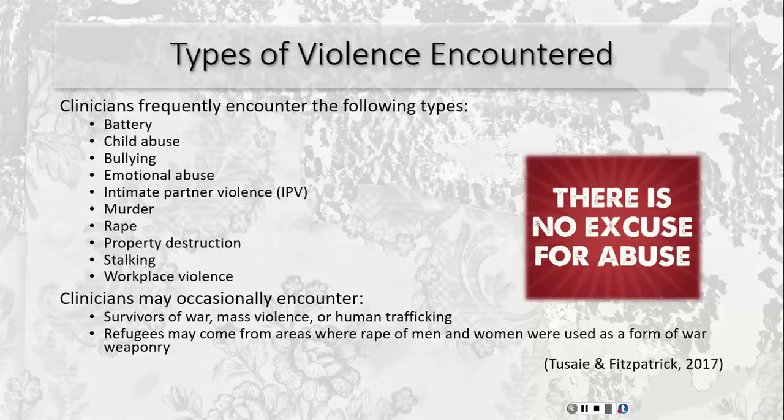So types of violence that we're likely going to encounter is a variety. Could be battery, could be child abuse, bullying, emotional abuse, intimate partner violence, murder, rape, property destruction, stalking, and workplace violence. Clinicians occasionally might encounter human trafficking victims or perpetrators, survivors of war, survivors of mass violence. We may also encounter refugees that come from areas where the rape of men or women were used as a form of war.